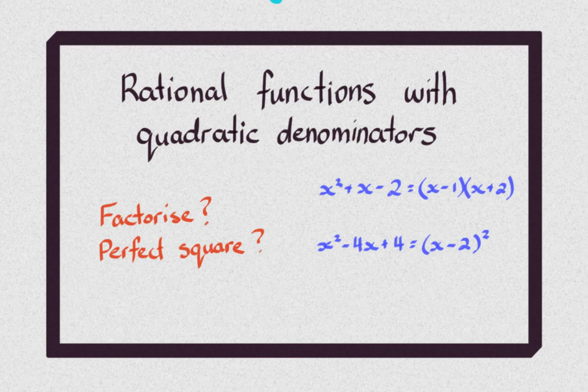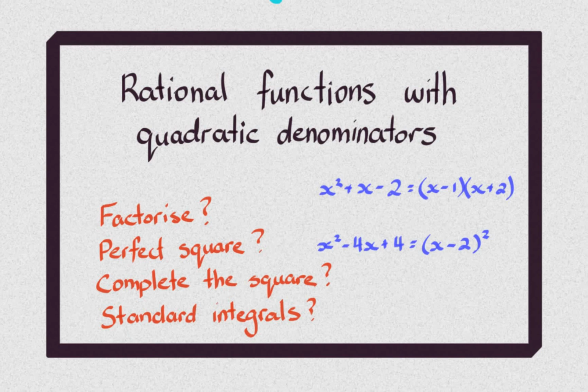If we don't have a perfect square, then we ask ourselves, can we complete the square so that we introduce a perfect square into our question? Finally, we need to be aware of the standard integrals and ask ourselves, does the question I'm doing match up with any of the standard integrals that I'm familiar with? All right, time to get into some examples, see what we can recognize along the way. Let's go.